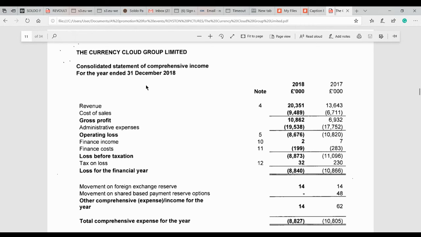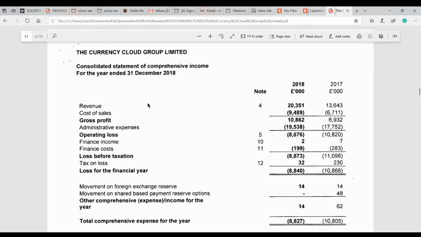Now, I'm looking at this company for many different reasons, of which I wouldn't necessarily expose to you. But I want to show you, this is actually a P&L account or a profit and loss account or a statement of income and gains, or as it says here, consolidated statement of comprehensive income. As accountants, we call things different names.